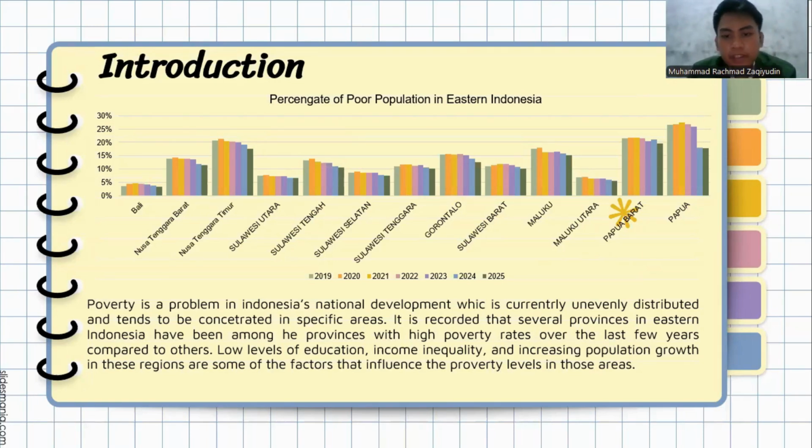I have identified a research gap where, despite various development initiatives, poverty levels in several provinces in Eastern Indonesia remain high. It is likely influenced by the interrelationship between education, income inequality, and demographic pressure.